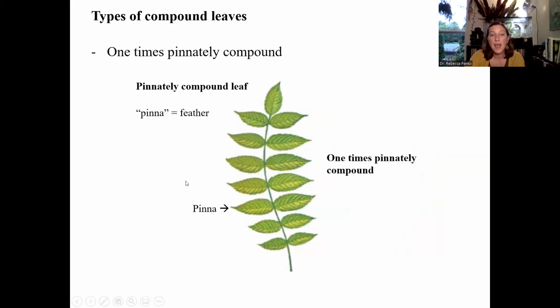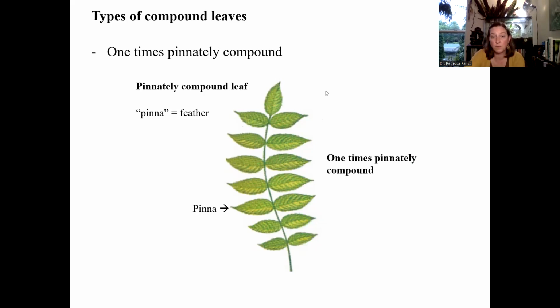All right. If you have this kind of vibe, we can say this is 1 times pinnately compound, because there's only one division, right? So you have the leaflet and there's one thing, only one thing, one leaflet at a time. We call that 1 times pinnately compound.